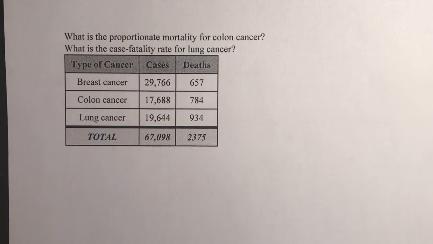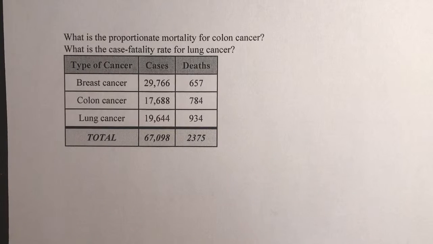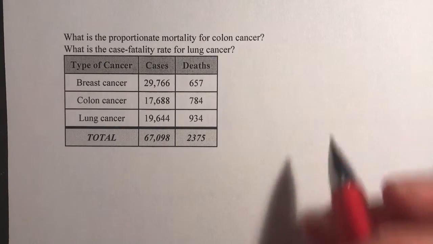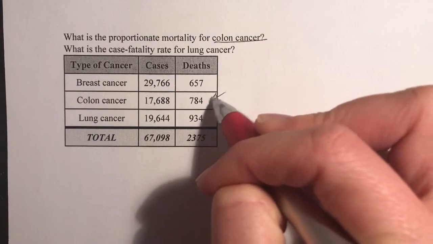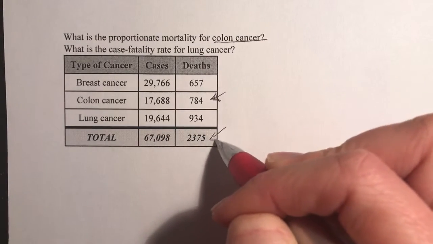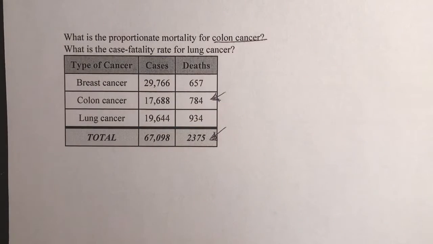So first let's start with our proportionate mortality. Proportionate mortality is looking at, of the total deaths in this population, what percentage or what proportion can be attributed to our specific cause we're interested in. So we're looking at colon cancer here. So we're interested in the deaths due to colon cancer divided by the total number of deaths in that population.